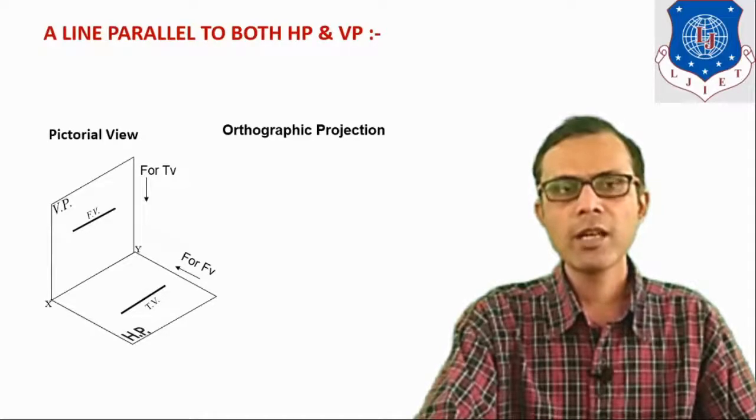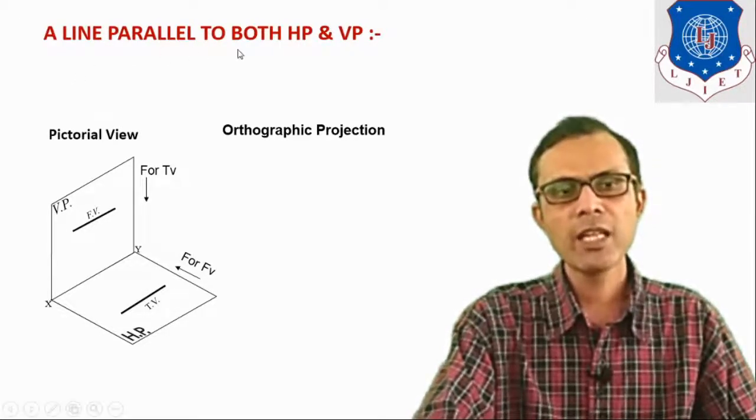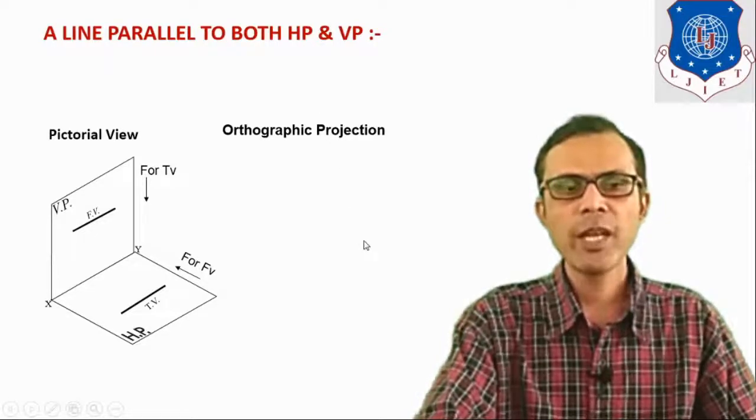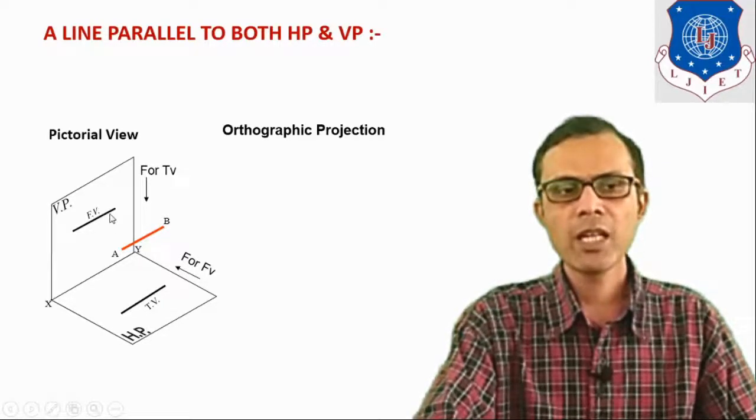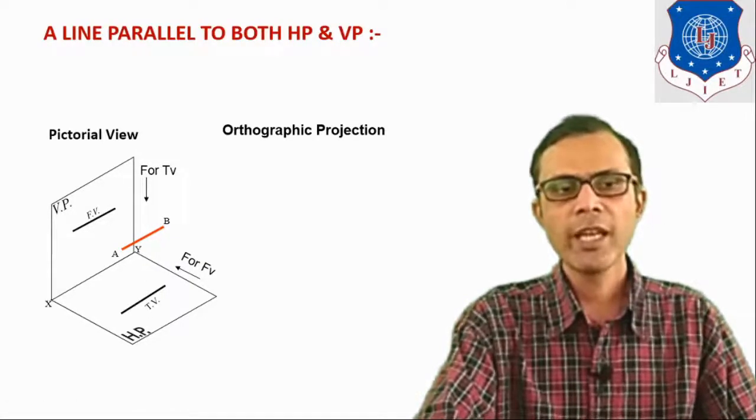Now let's see another location for the given line. Now the line is parallel to both HP and VP. So here it is, given line AB. You can see in this pictorial view diagram that it is parallel to VP and it is also parallel to HP. So the given line is parallel to both HP and VP.